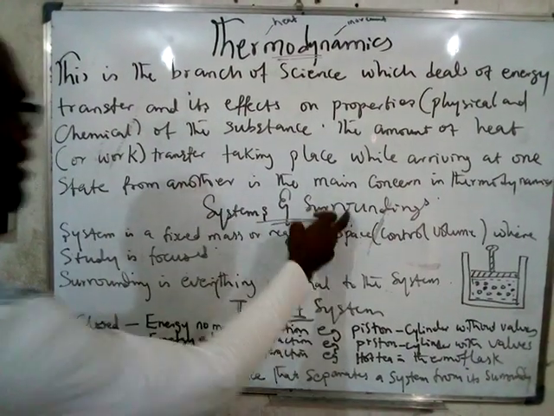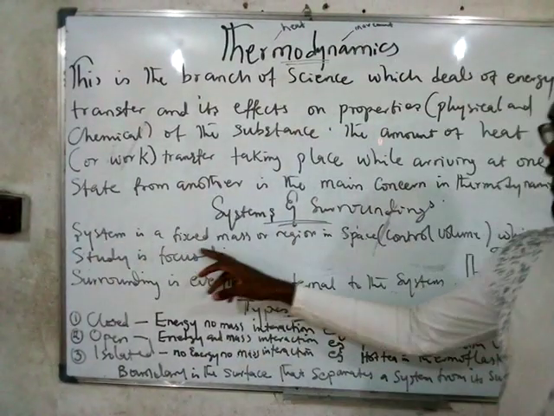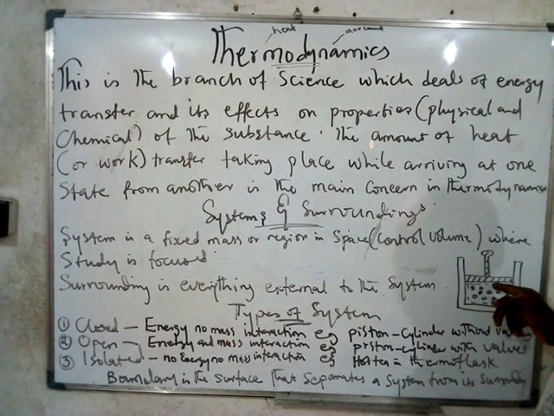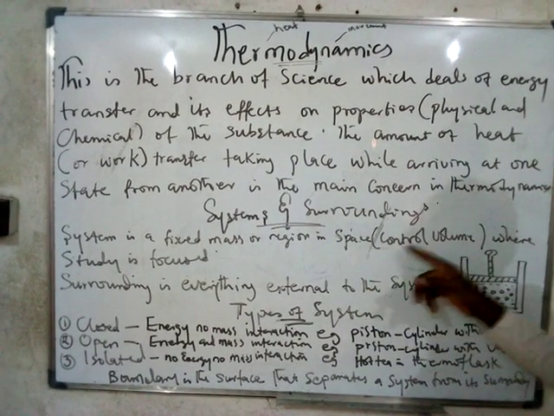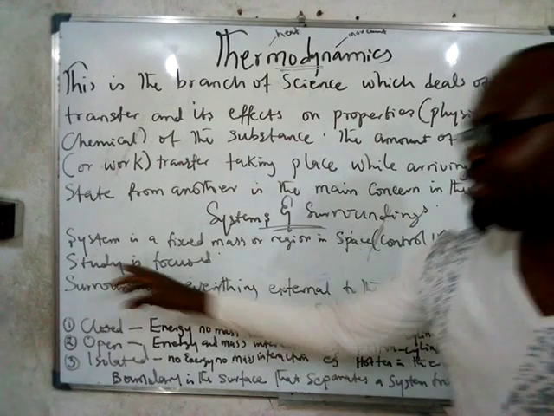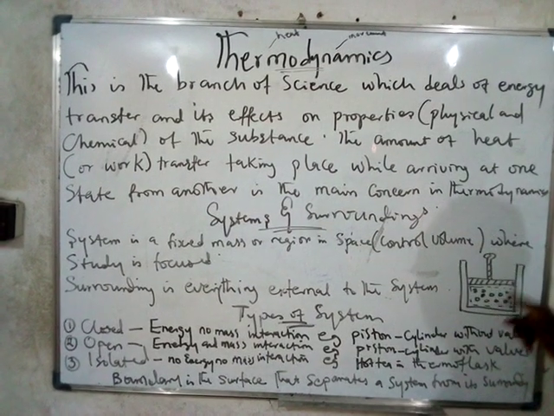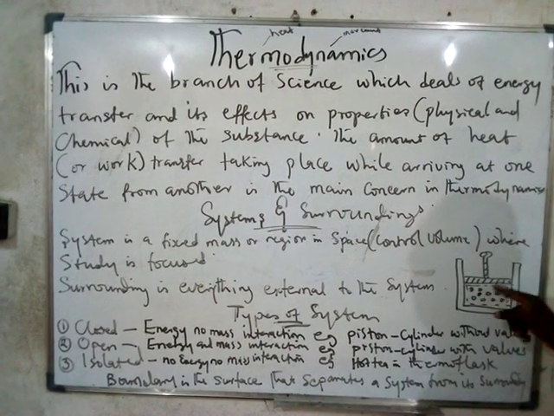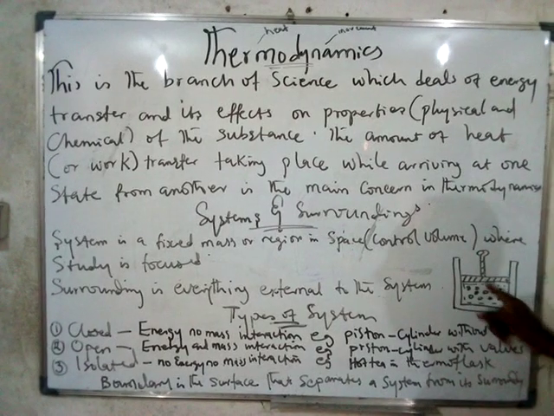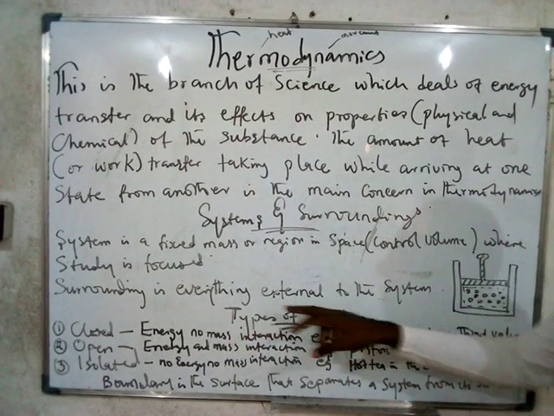So we say systems and surroundings. System is the fixed mass or region in space, or control volume, where study is focused. We are focusing our study on this fluid. So that is the system. Whereas surrounding is everything external to the system.